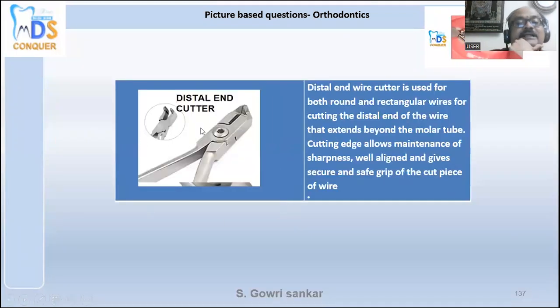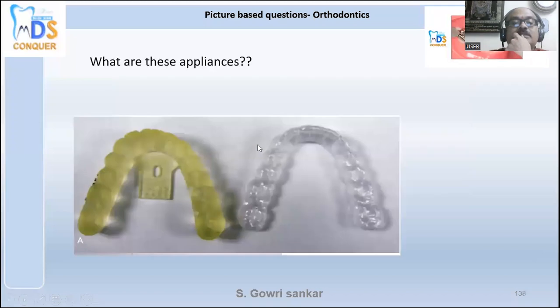So distal end cutter, you can expect this also. This is 90 degrees. Can you see here? The beaks are 90 degrees to the shank and there is a cutting tip edge. This is used for cutting the distal ends of the wire after we place the wire. It can be used for both round and rectangular wires.